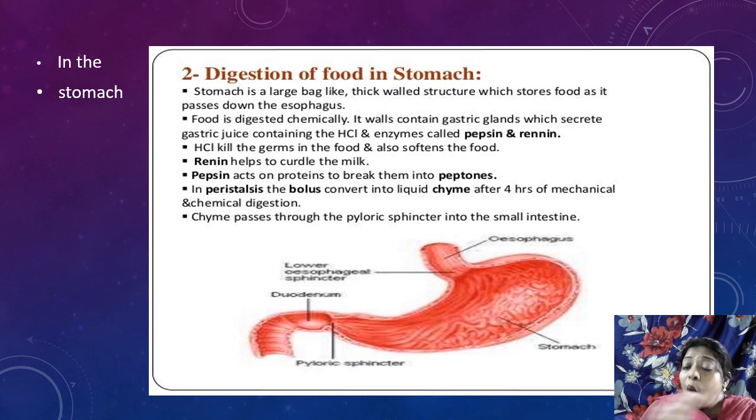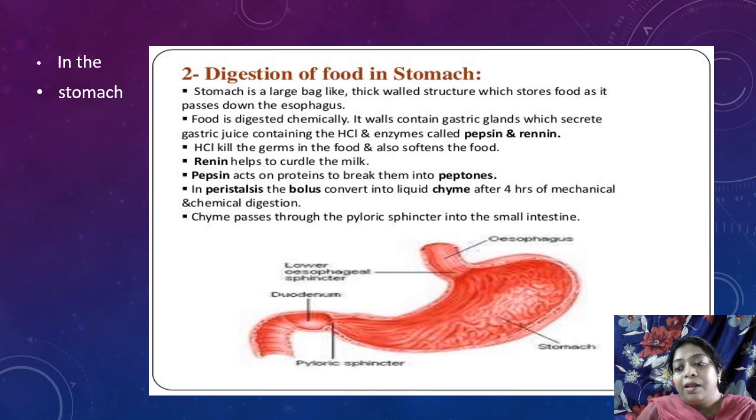And also, the walls of the stomach consist of some important glands. What are those glands called? The glands are called the gastric glands. What do the gastric glands do? They secrete the gastric juices. Normally, these gastric juices consist of 2 important enzymes, pepsin and renin, and also hydrochloric acid, which is called HCl.